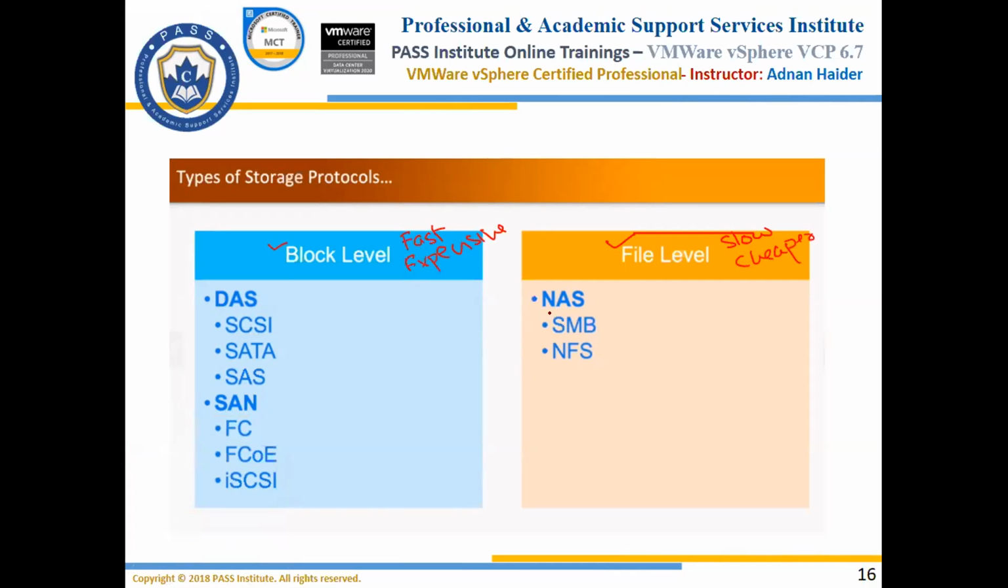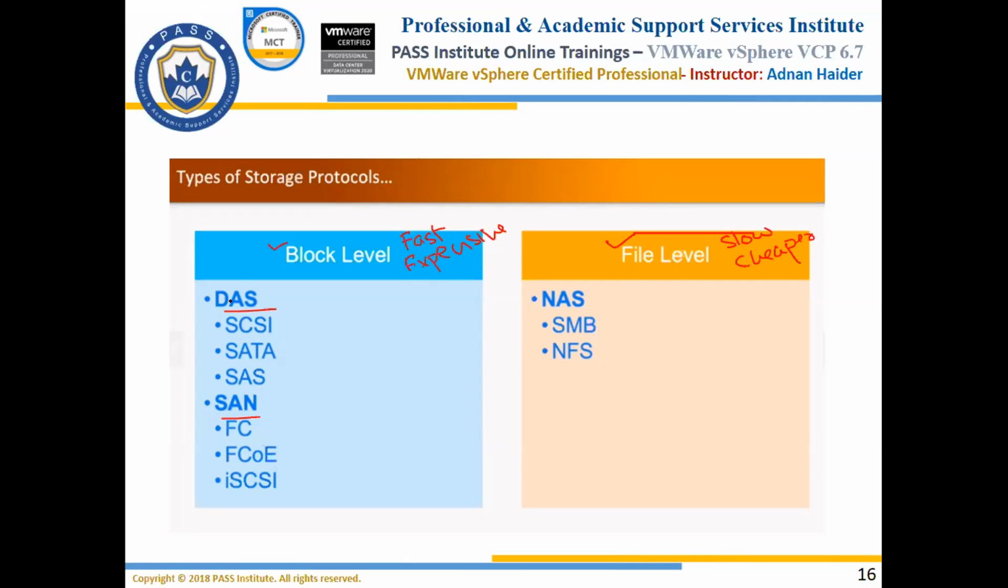Now, in block level storage, there are two types of storage. There is something called DAS and there is something called SAN. If you can remember from the servers training, DAS is direct attached storage, and SAN is storage area network.